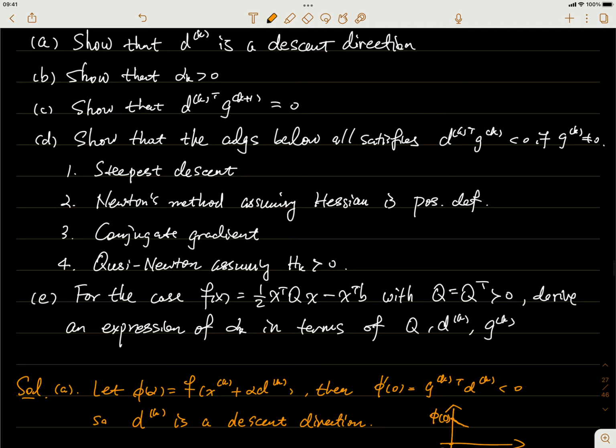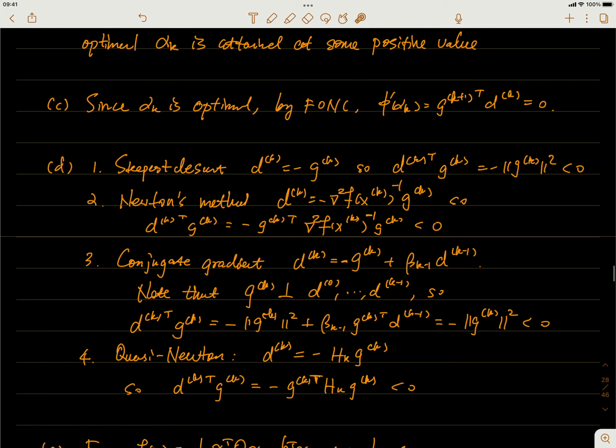Yeah, so we assume that the Hessian is positive definite. So in this case, this is a positive definite matrix, and the inverse must also be positive definite. Now let's look at the inner product of d_k and g_k, which is this, and we substitute the d_k into here, and then we get this.